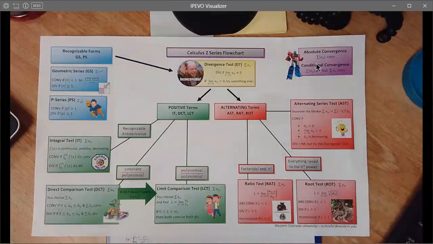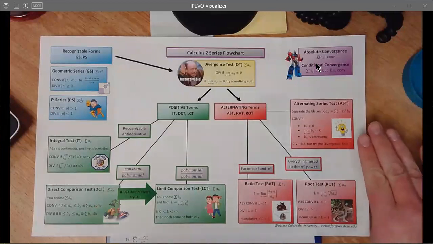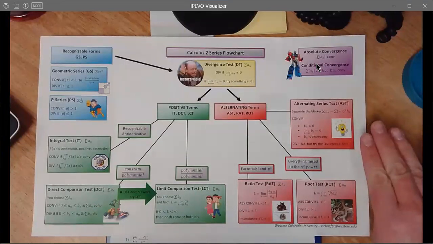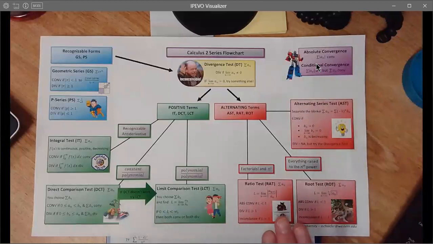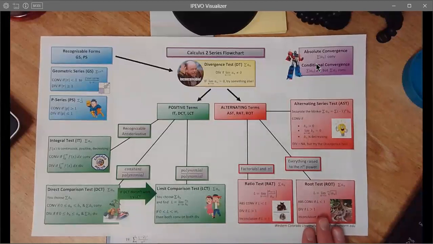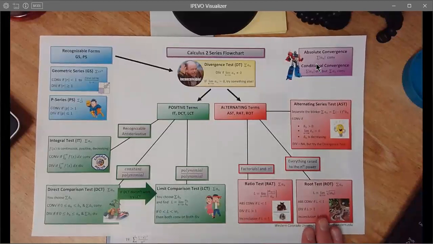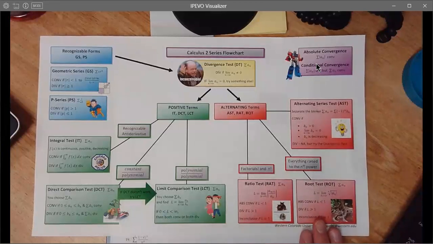For alternating terms in your series, we have the alternating series test, which is a good choice if you have a clear blinker. If you have something that looks like factorials or n to the n, you'd want to use the ratio test. And then the new test that we're going to learn, this is our last test, is if everything in your series is raised to the nth power or the 2nth or the 3nth, something like that, then the root test would be the one to use.